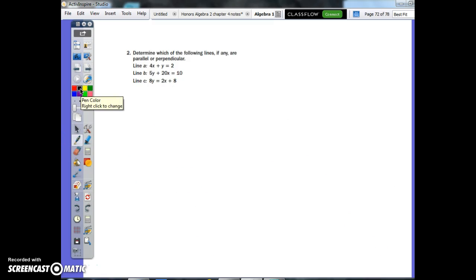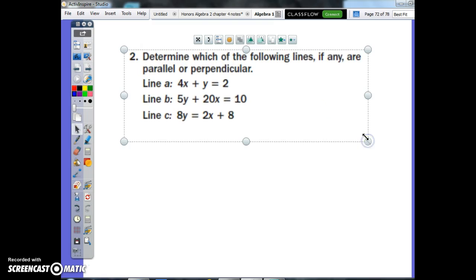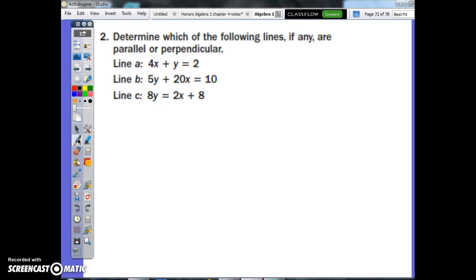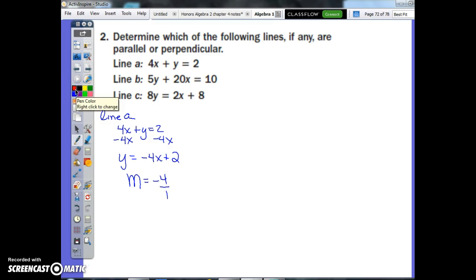All right, determine which of the following pairs are parallel or perpendicular. Now, parallel, they have the same slope. Perpendicular, they have negative reciprocal slopes. So let's look at line A. We just have to put them into y equals mx plus b. So 4x plus y equals 2. We're going to subtract the 4x and get y equals a negative 4x plus 2. Here your m is a negative 4, and let's put it in fraction form over 1. Let's move on to line B.